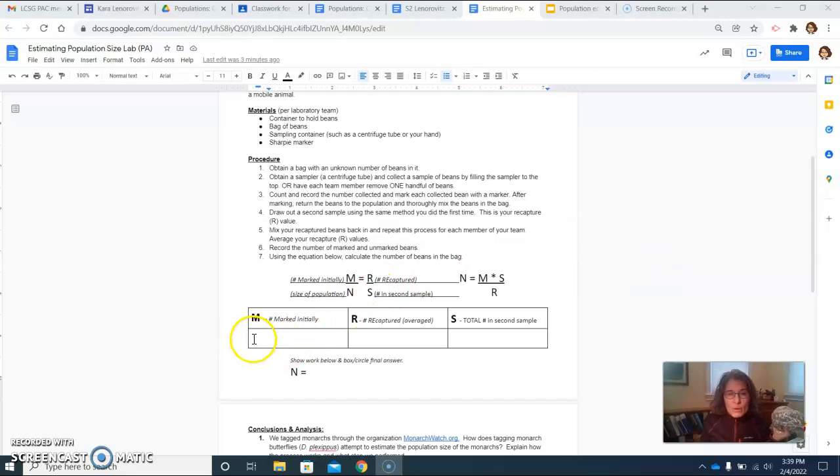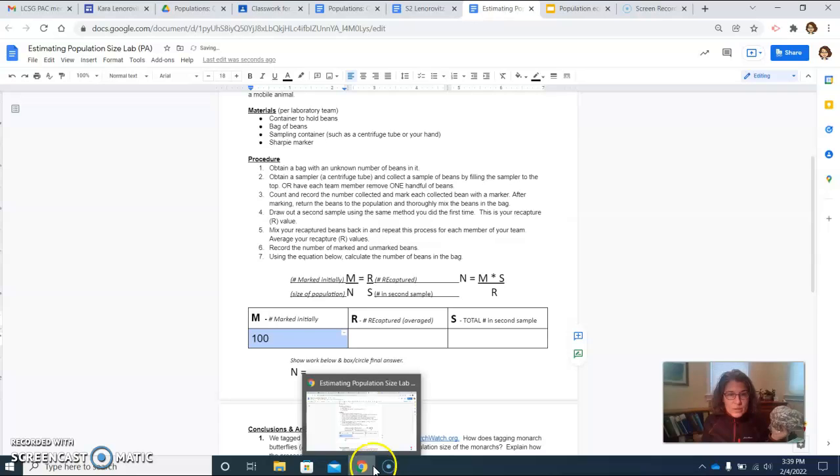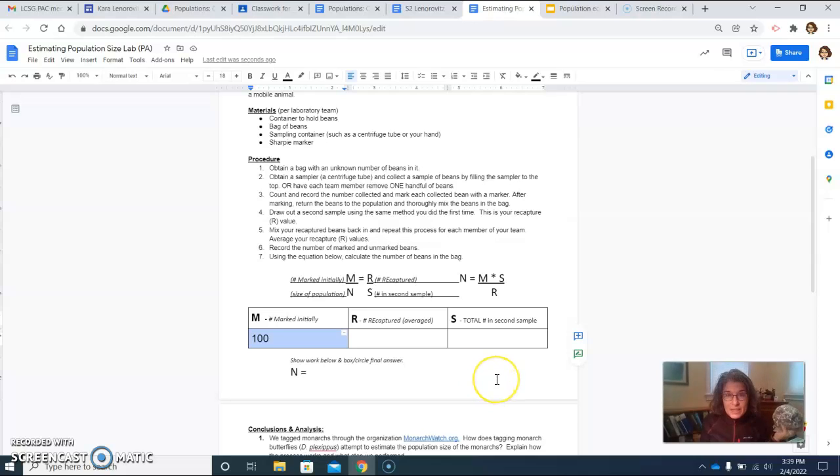Well, let's say that of all of the beans that I collected initially, 100 of them were in that very first sample, and I marked them with an X or a tag. I mixed them back in, and I repeated my sampling protocol using the same size container. And in that second sample, let's say that I had a total of 95 beans. And let's say that of those 95 beans I had in my second sample, on average, 10 of them were recaptured, meaning they are the ones that have the X on them. How can I use that information to figure out the size of the actual whole population?